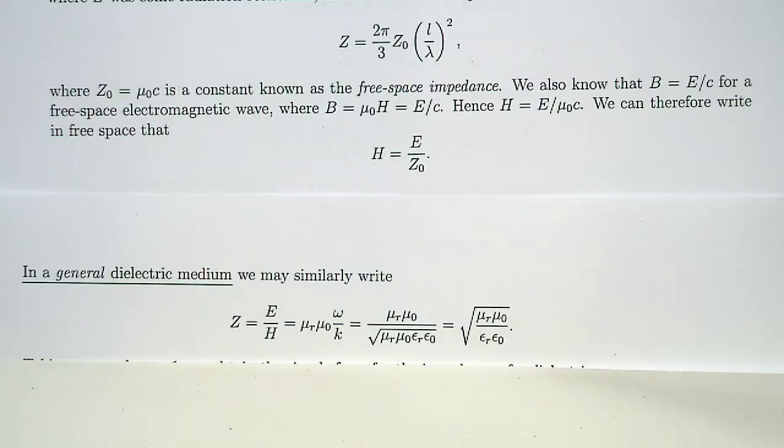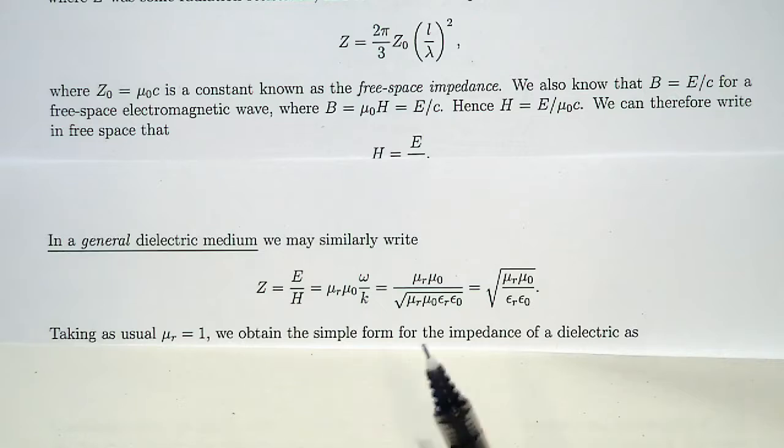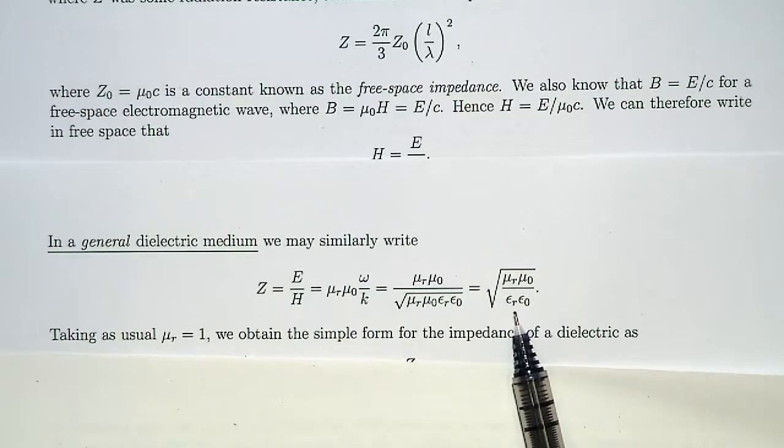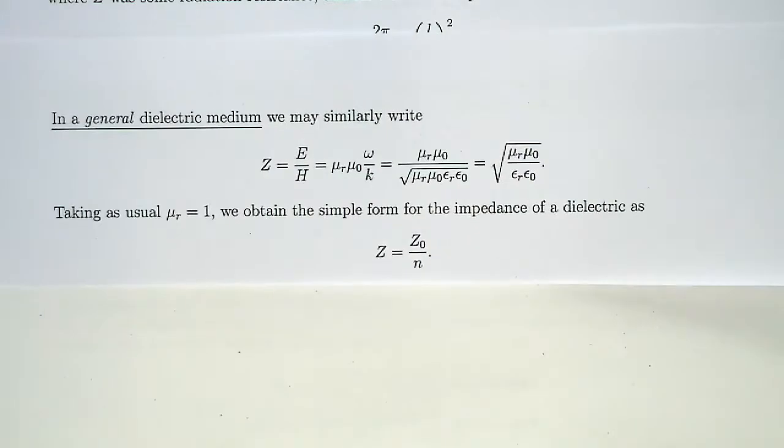Now, of course, as I keep repeating, the permeability of most materials is one, they're non-magnetic. So most dielectrics in particular are non-magnetic. So this very simple bit of algebra allows us to relate some kind of impedance value Z to some ratio between mu naught and epsilon naught and this relative permittivity. Now remember, the relative permittivity is related directly to the refractive index. So straight away, I can write down that the impedance of a dielectric is equal to the impedance of free space divided by the refractive index. Okay?